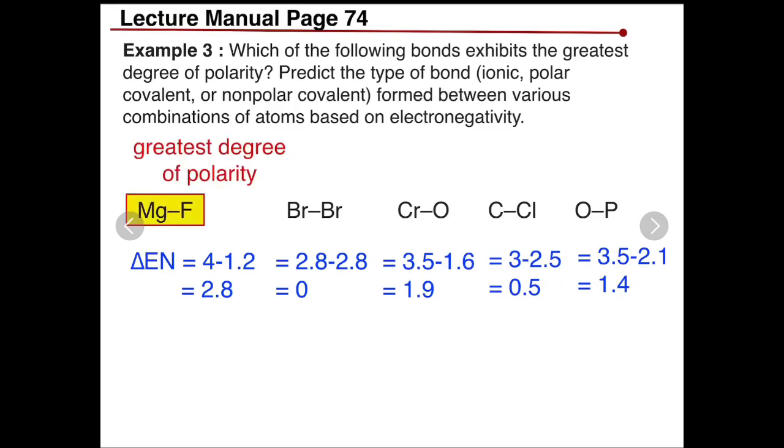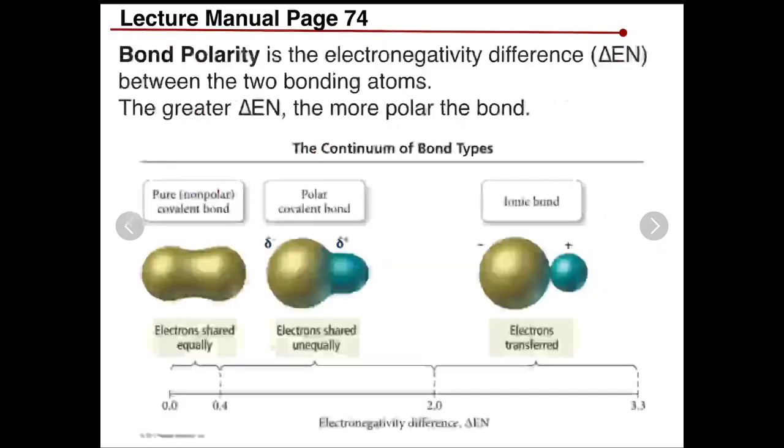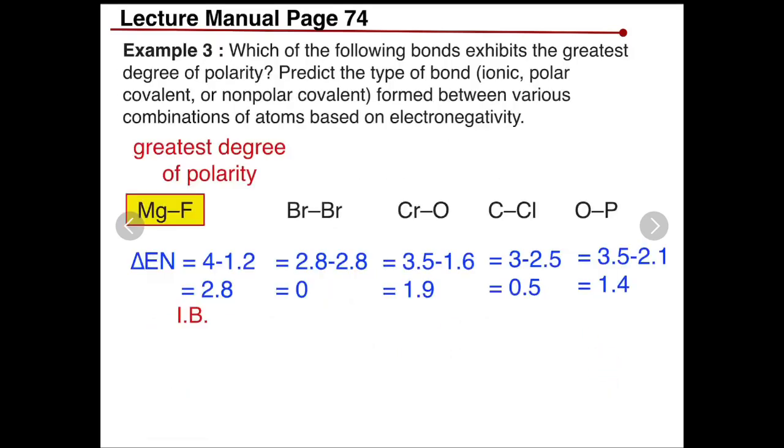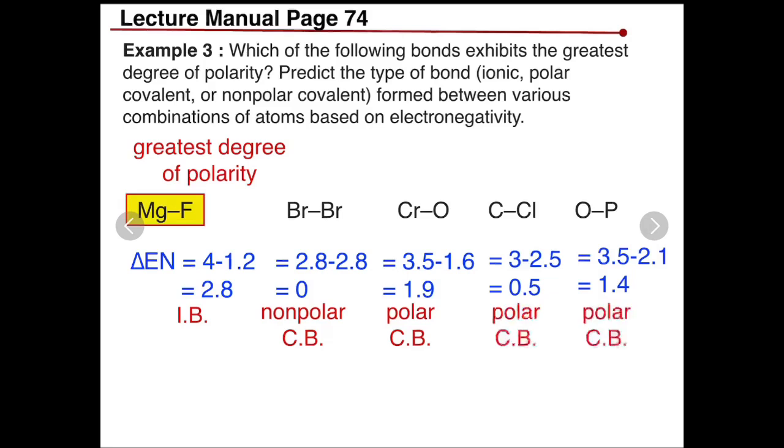So clearly, the greatest degree of polarity would be magnesium and fluoride, right, because it has the highest value of the EN difference. If you're looking at this scale right here, you can use this scale to tell us what type of bond. Because it's greater than 2, it would be an ionic bond. Between bromine, 0, that would be non-polar covalent. Chromium and oxygen, 1.9, that would be polar covalent. Carbon and chlorine, that would be polar covalent. Oxygen and phosphorus, that would be polar covalent also.